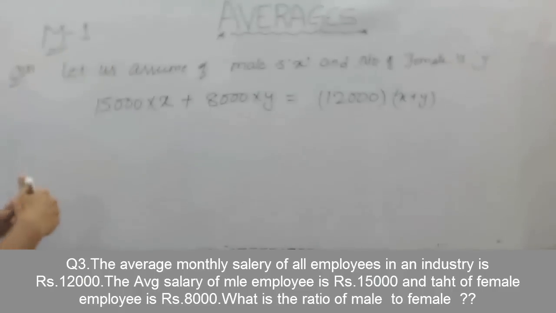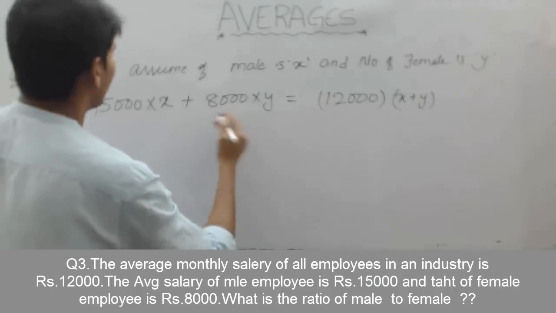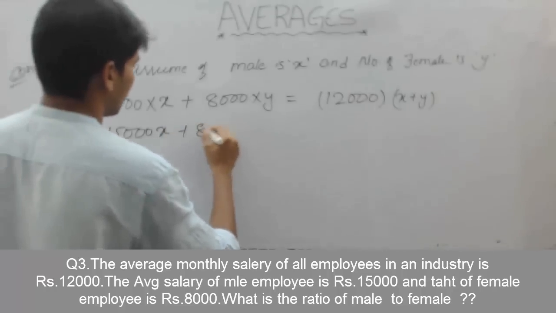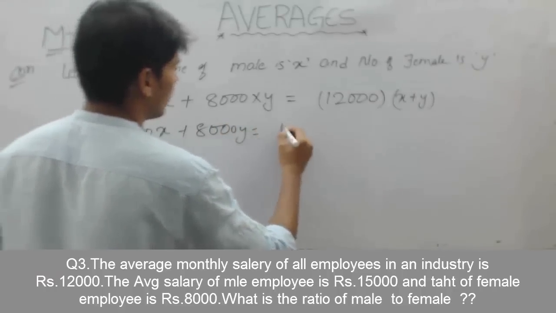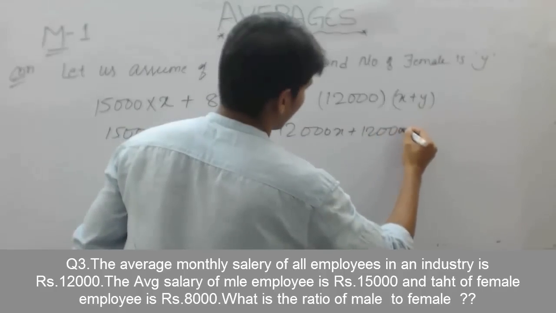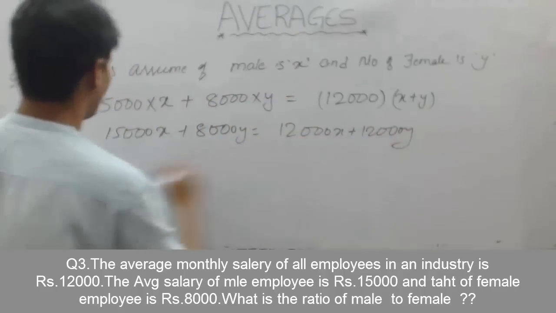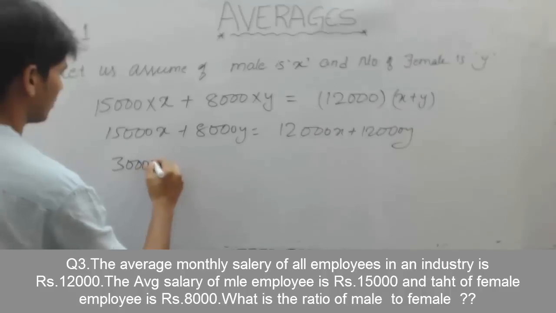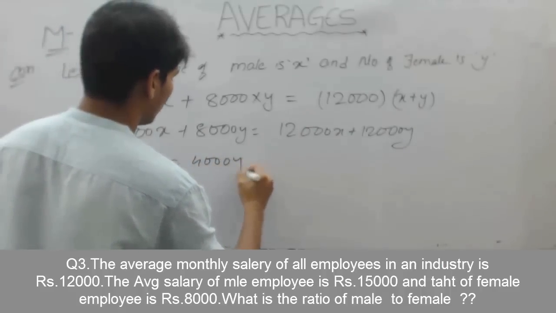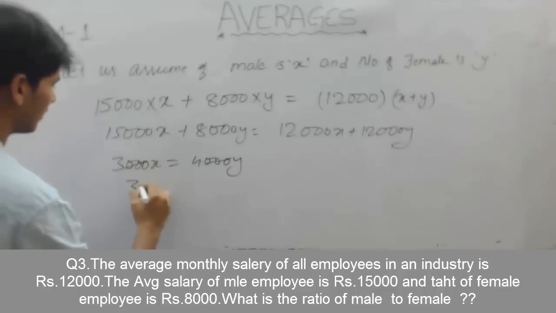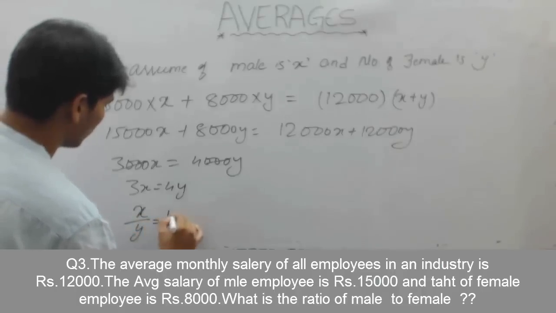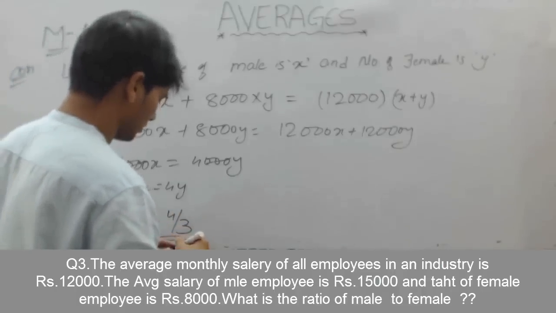So on solving this, you are going to get a ratio. How are you going to get it? So 15,000 into X plus 8,000 into Y is equal to 12,000 X plus 12,000 Y. So now if you interchange, 3,000 X is equal to 4,000 Y. So these zeros will be cancelled. 3X is equal to 4Y. The ratio X divided by Y is equal to 4 by 3.